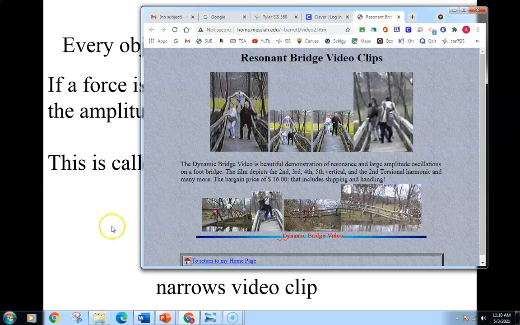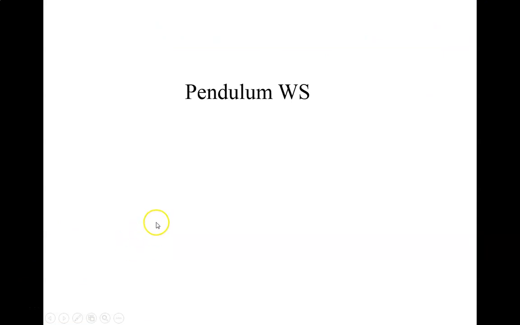So that's an example. What I want you to do is work on the pendulum worksheet and show your work for the math, and good luck.